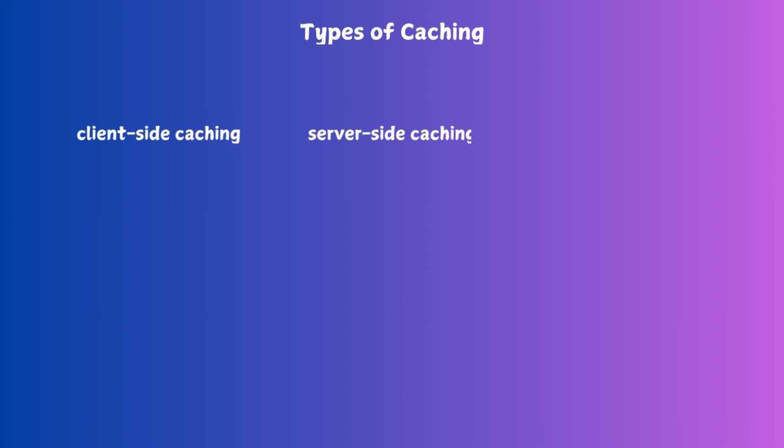So now that we understand what caching is, let's move on to the different types of caching. Not all caches work the same way. Just like different storage solutions in real life, you wouldn't store cold drinks in your living room, right? Similarly, we have different types of caching to suit specific needs. Today, we're going to talk about three common types of caching: client-side caching, server-side caching, and distributed caching.